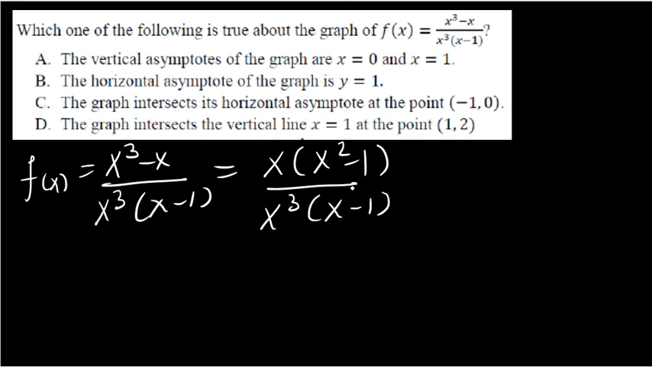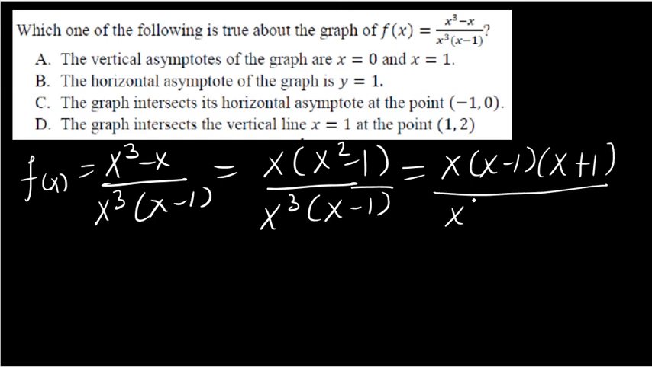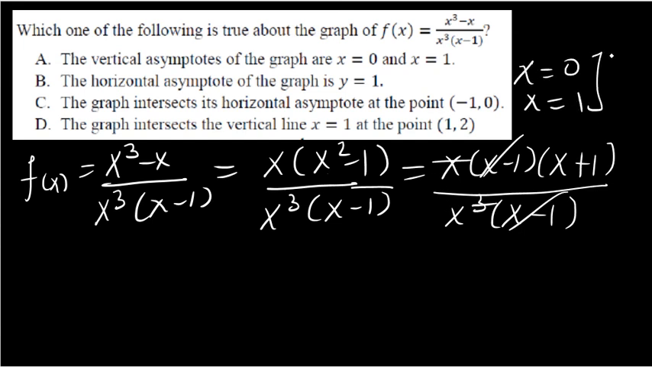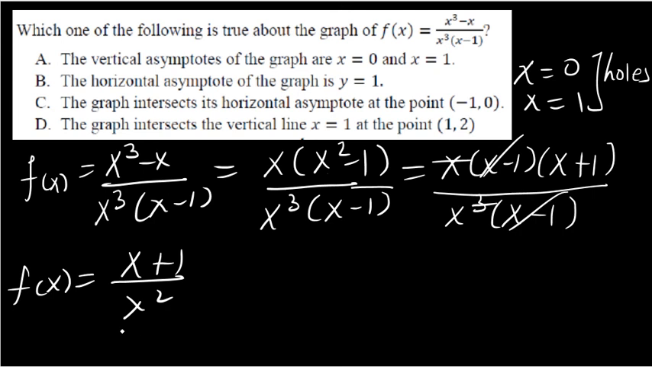We can factorize x squared minus 1. It will be x into x minus 1 and x plus 1, the whole over x cubed into x minus 1. Then cancel x minus 1 here. Also one x will be cancelled. So take care: x is equal to 0 and x is equal to 1 are false. The graph will make a hole at these 2 points. So what is left now? The function is simplified and written as x plus 1 over x squared.